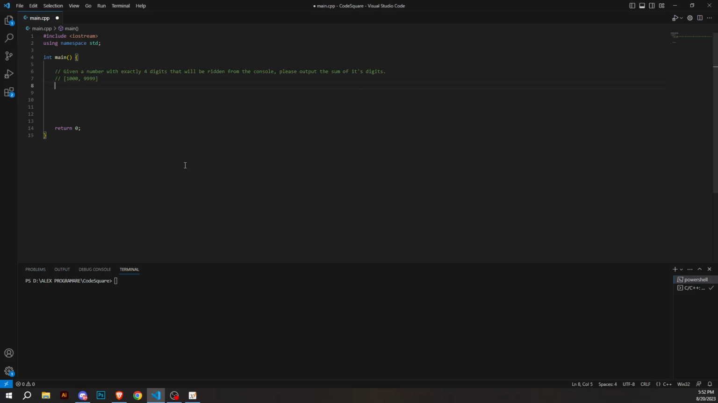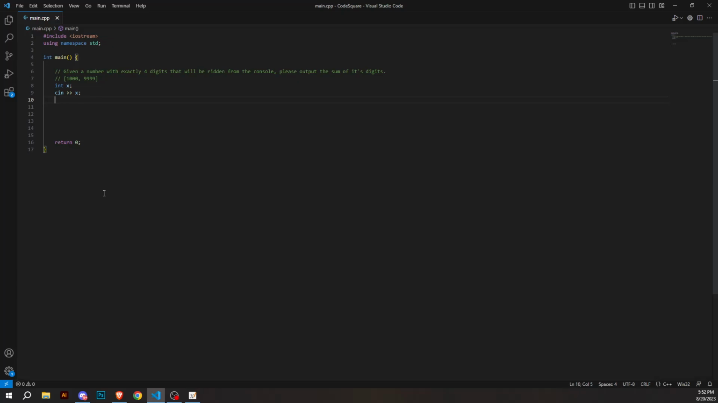Okay, so we have a number in exactly this interval. What do we have to do with it? Basically, calculate the sum of its digits, and let's do this. First, we have to declare the number. So, for example, x. We have to read it. Okay, it says that this will be written from the console. And now we actually have to start doing the sum of its digits. How? Well, in a really interesting way. Well, first let's have another variable named sum, initialized with 0.